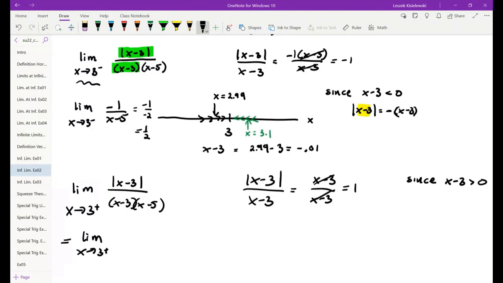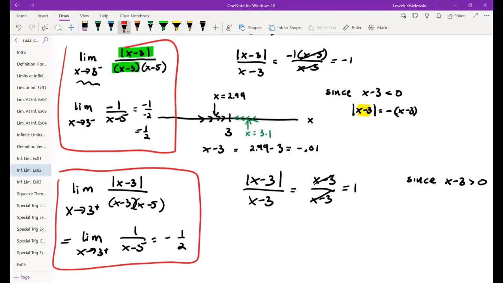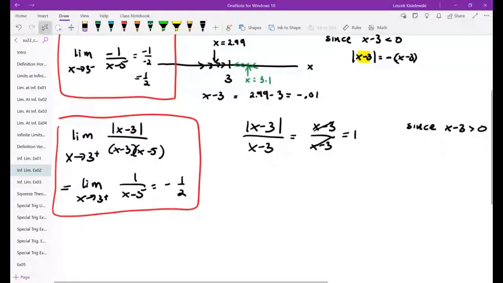Okay, so now the limit would be -1/2. So the two one-sided limits are both finite. From the right we have positive half, from the left we have negative half. But anyway, they're both finite. So x equals 3 is not a vertical asymptote.